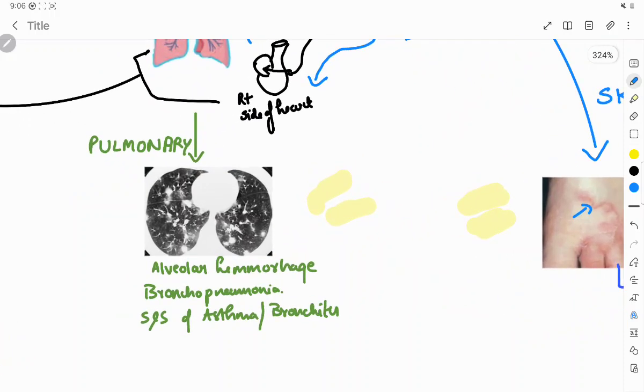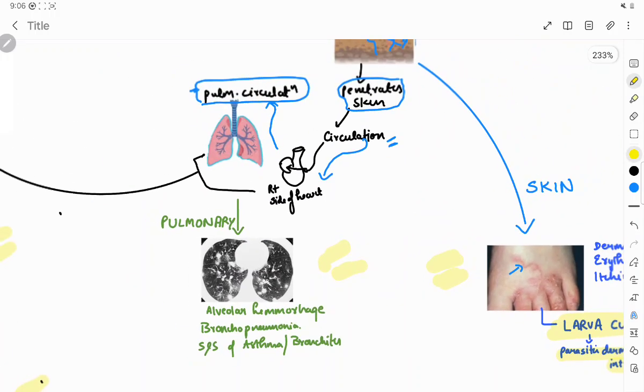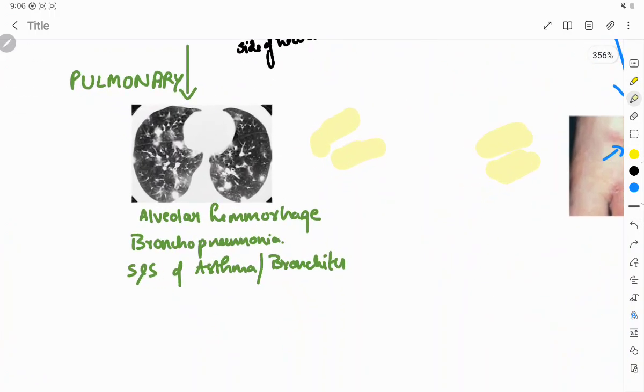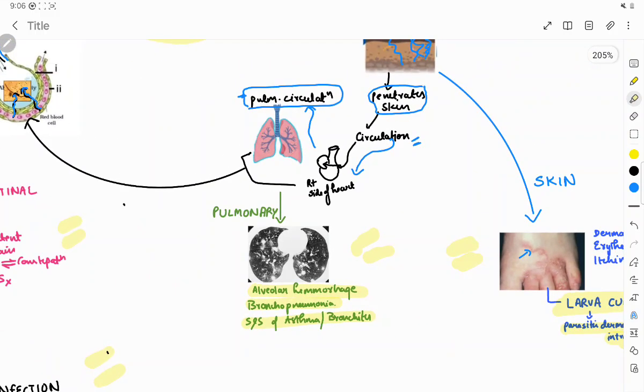The next symptom we need to understand is when this worm reaches the circulation, the pulmonary circulation. Because of the worm in the pulmonary circulation, it leads to alveolar hemorrhages and bronchopneumonia. Also we may have signs and symptoms of asthma and bronchitis in this case.